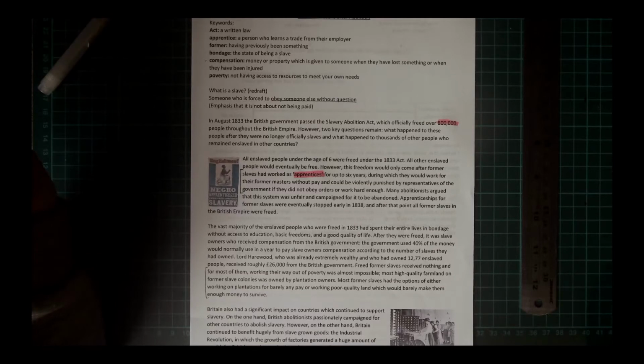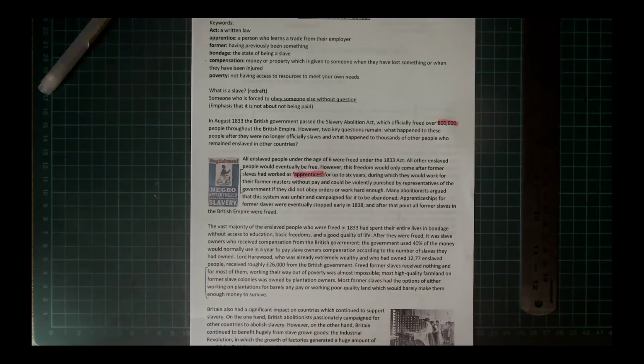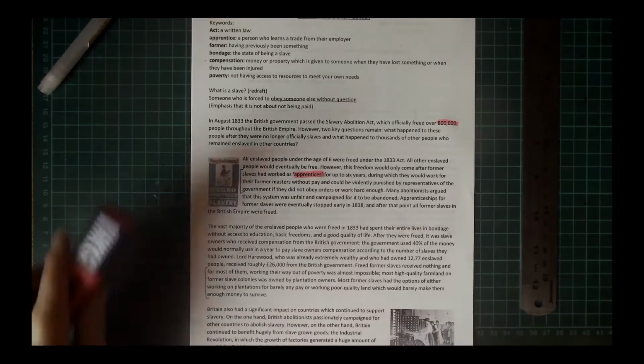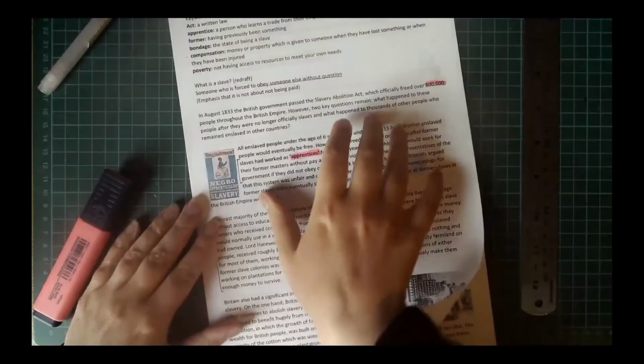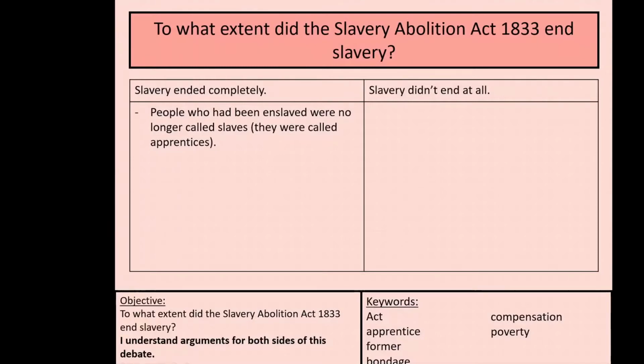So people who had been enslaved were no longer called slaves, they were called apprentices. Slaves did not officially exist in the British Empire, and we can use that as an argument to say that slavery did end. So what I want you to do now is to pause the video, go through the article, and fill in both sides of this column, including my example.